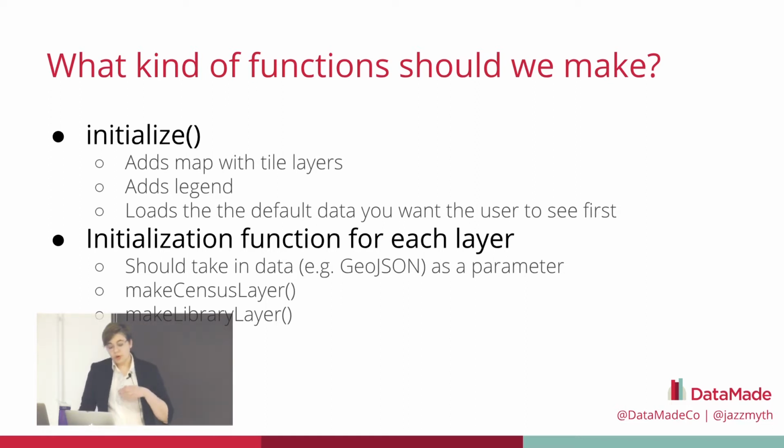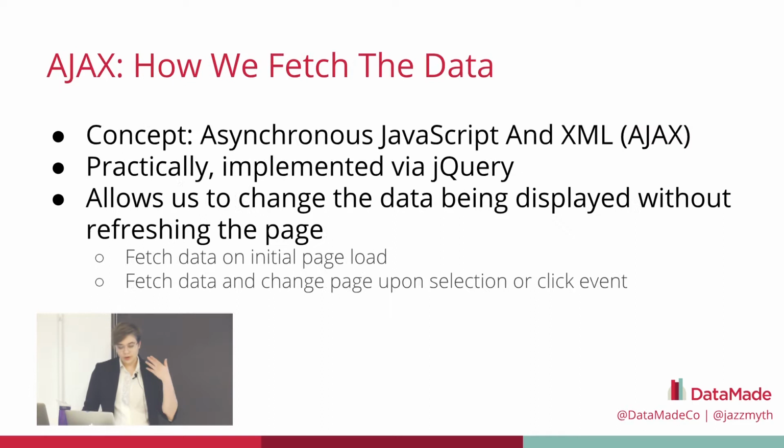So a quick note on data. All of the data they'll be using, and most of the data that we use at DataMade for mapping, is in GeoJSON format. It works well with the web. It is easy to integrate with JavaScript, and it's pretty standard. So our initialization functions are just going to be called make census layer, make library layer. So in order to do that, we have to have data.